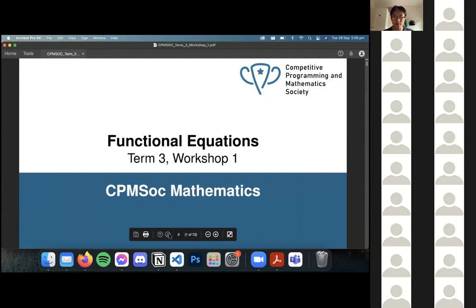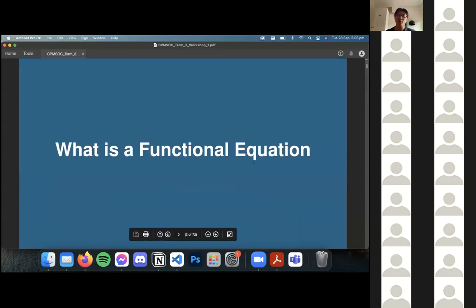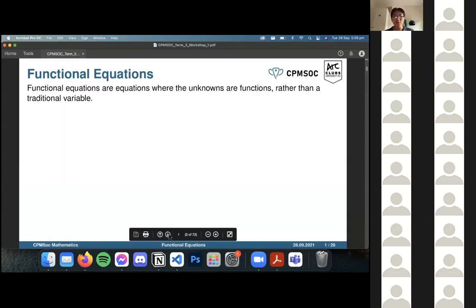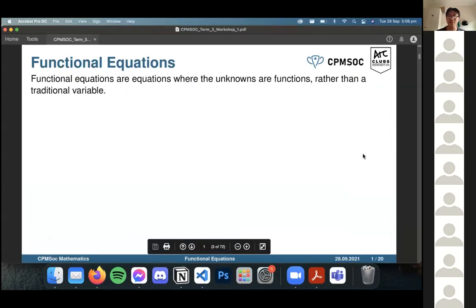So let's start with what is a functional equation? Well, a functional equation is basically an equation where the unknowns are functions rather than a traditional variable. So starting from like year 4, you learn about basic algebra: a plus 1 equals 2, that means a must equal 1. And that's an equation where we're looking for a traditional variable such as a, right? But functional equations are a little bit more special. They're special in the fact that we actually have to look for a whole function, right?